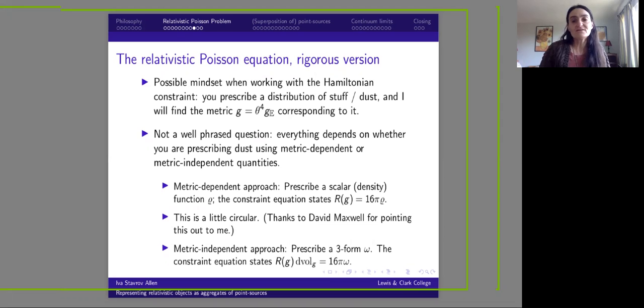And what he taught me is that rather than prescribing scalar curvature, so rho, I should really be prescribing the metaphorical kilograms, which is rho times d volume. So basically, the matter should be prescribed as a 3-form. And this scalar curvature equation is really the constraint that scalar curvature times the volume form is equal to 16 pi omega. Omega this time around having units of kilograms.